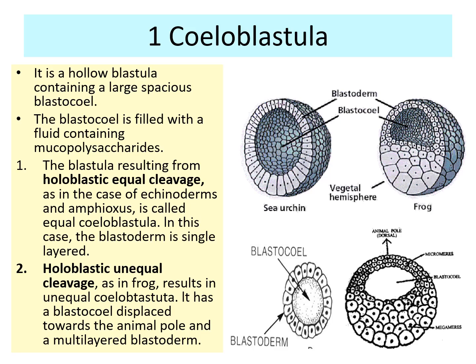The upper cells are smaller, known as micromeres, whereas the lower cells are larger and are known as macromeres. So the blastocoel is displaced towards the animal pole, and a multi-layered blastoderm is formed in holoblastic unequal cleavage in frog.